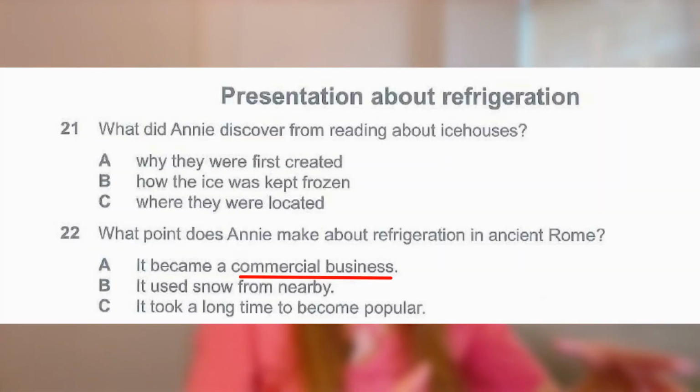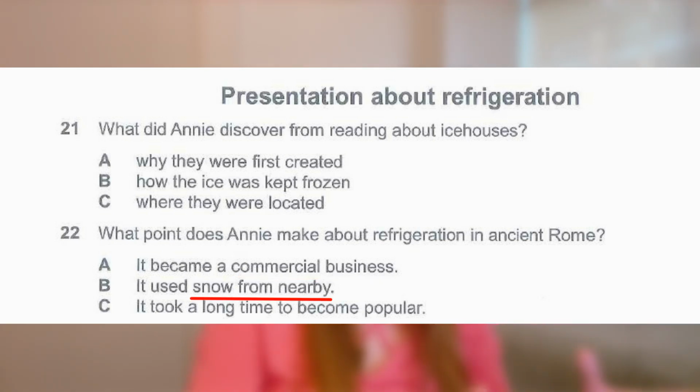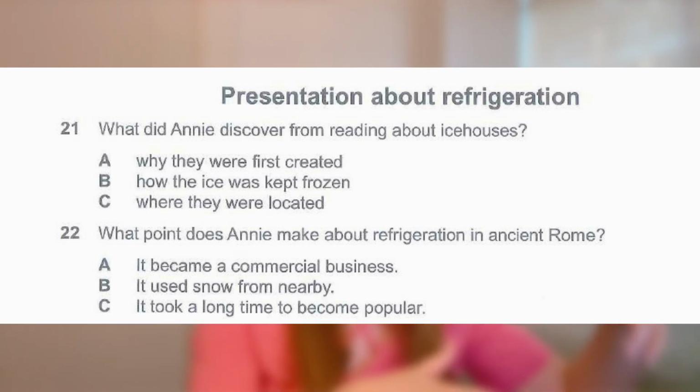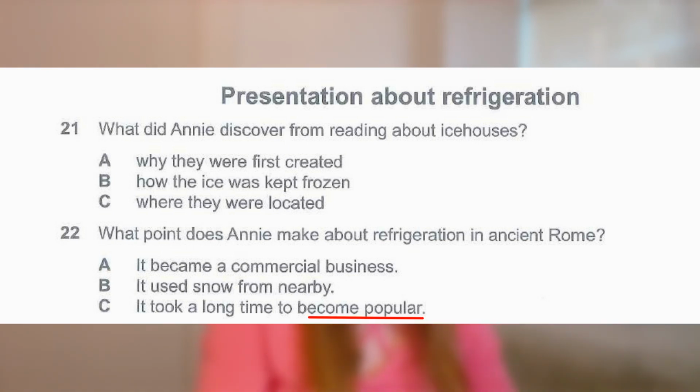Here I have to mention the skill that you need to have. It's paraphrasing. So instead of commercial business, you will have some words which relate to money, monetization, and something else. Instead of snow nearby, the word nearby shows that something is very close to the area. It can be close, near, next, and so on. And become popular is like become well-known, eminent, prominent, and some other words. So we have to be ready to hear the paraphrased forms of these words. Let's listen to this part and then analyze it.